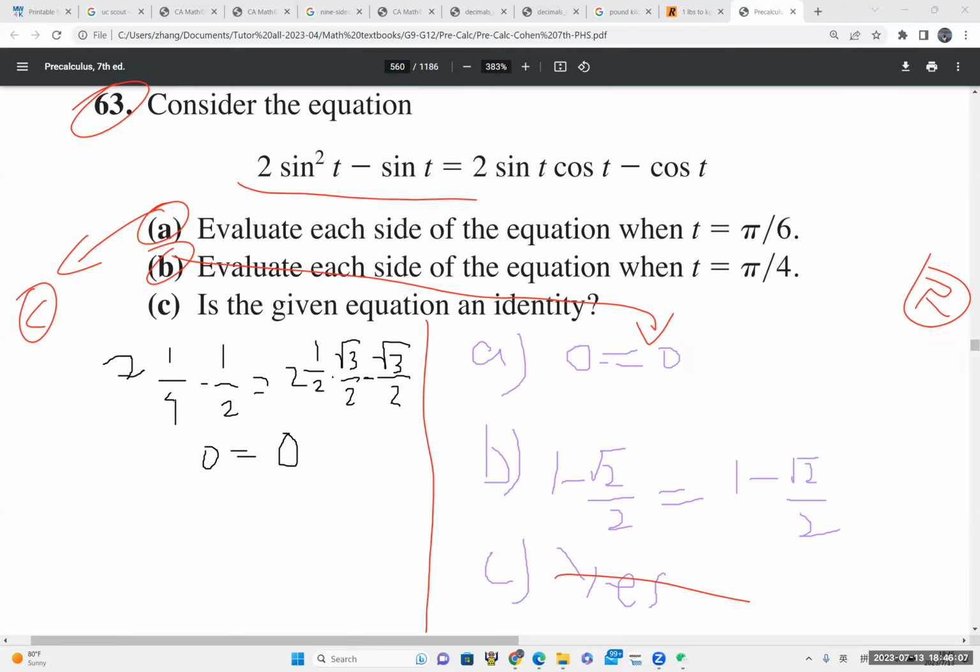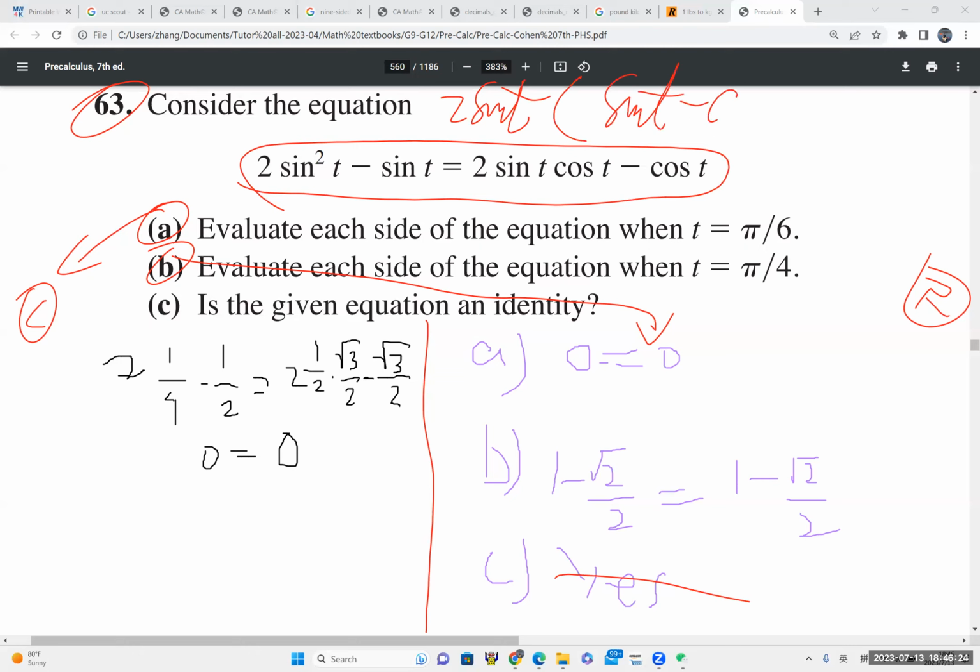How do you know? Because there's a square. So if a sign is negative, it would be different. Okay, let me tell you. I already did it. Put all the terms in one side, then factorize. You get 2 sine t multiplied by sine t minus cosine t equal to 0, right? No, hold on, not equal to 0. Let me see. Okay, I made a mistake.